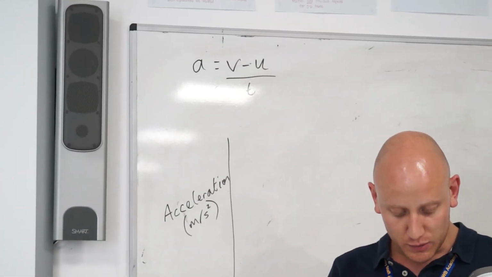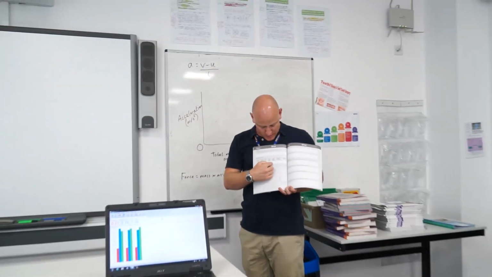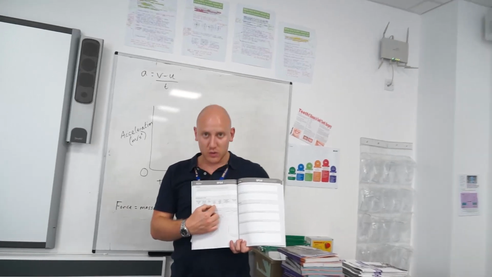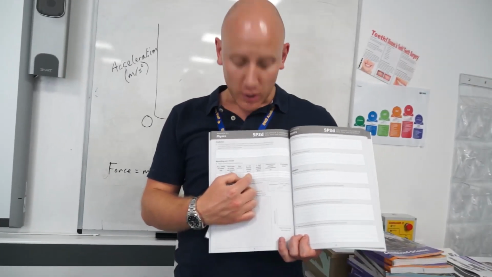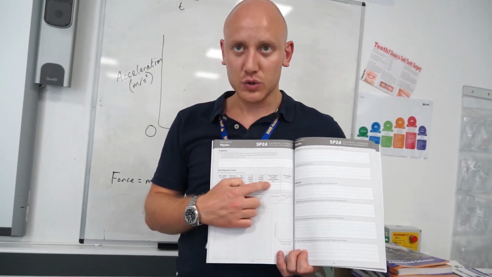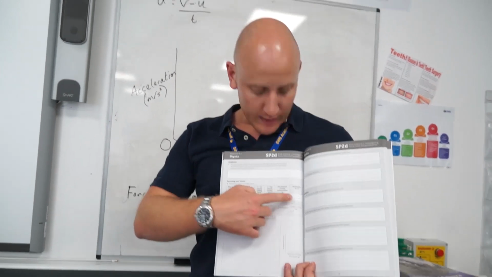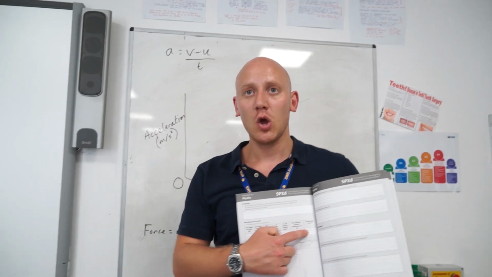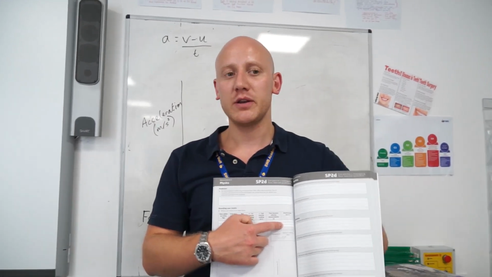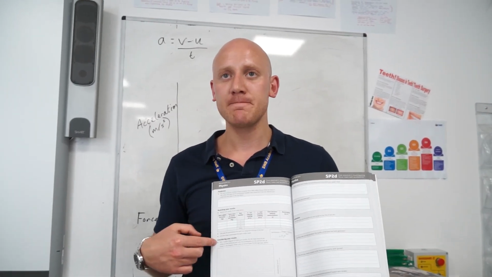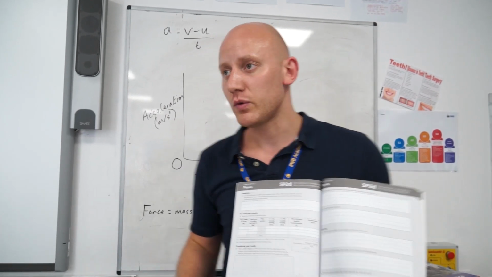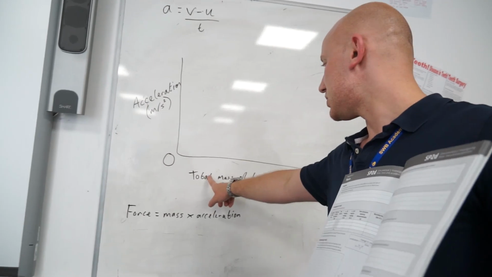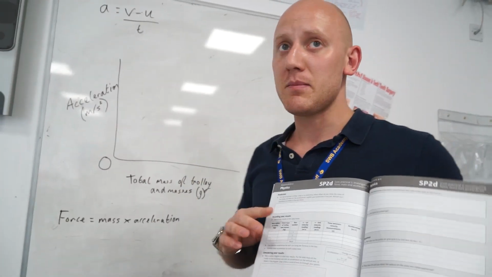So you are going to take the number here for v, take away the number written down for u, and divide that by the total time it took between the light gates, and that will give you your acceleration in meters per second squared. Once you've calculated your acceleration for each mass on the trolley, you're going to plot a graph, as I've already explained, of the acceleration against the total mass of the trolley and the masses.